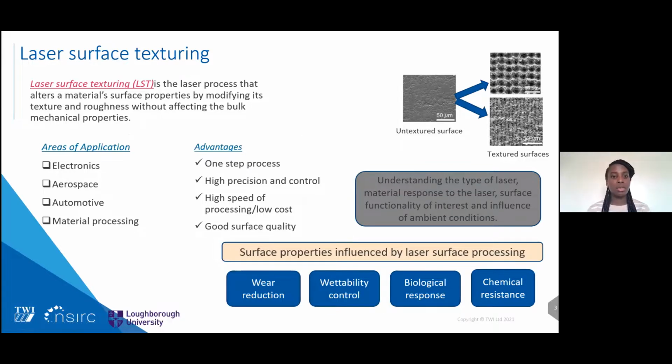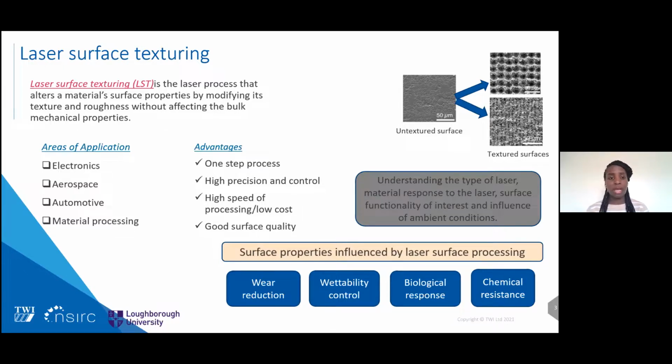Laser surface texturing is a process that uses a laser to modify the surface properties of a material by altering its surface roughness without affecting the bulk mechanical properties of that material. It's applied in electronics to improve the heating and thermal conductivity of materials. It's applied in aerospace for improved coating adhesion, also in anti-icing applications. For automotive, it is used to enhance the tribological performance of mechanical components that are in contact. And in my case, material processing, it is used to improve the wettability of a material or to enhance the biological response of the material, and in some cases to also improve chemical resistance.